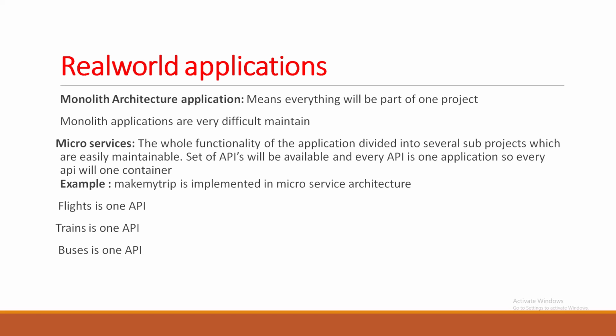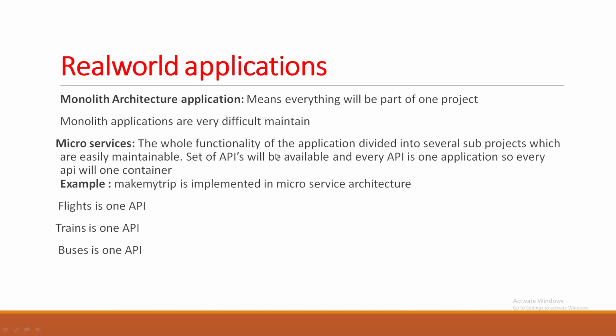For example, WhatsApp contains status and everything, and it will be deployed on one server only, a VM or an instance, right? But nowadays we can create containers: one container for status, one for chat, and one for messages. Monolithic architecture means everything is part of one project. Monolithic applications are very difficult to maintain.